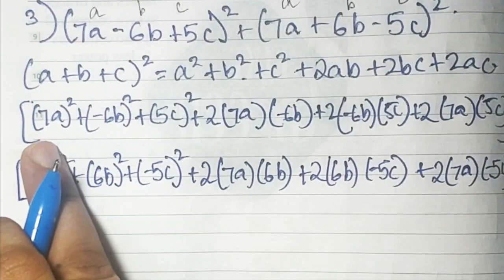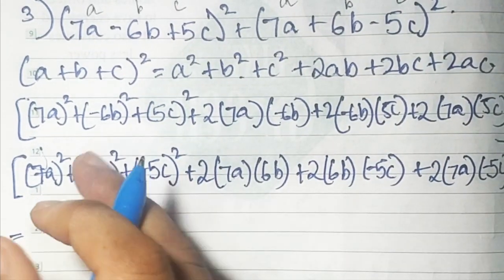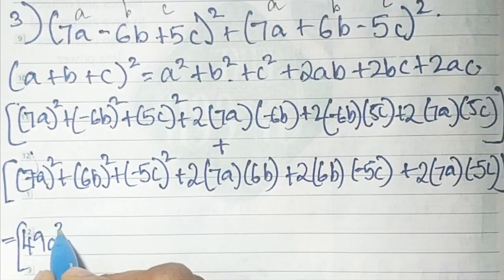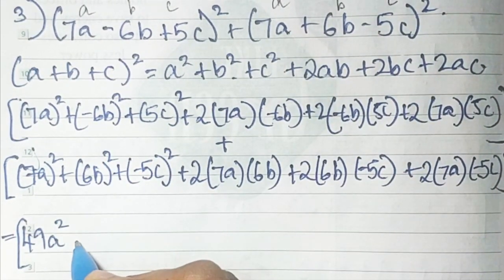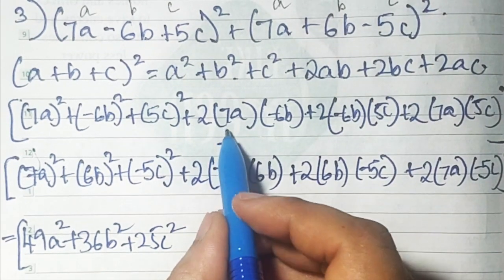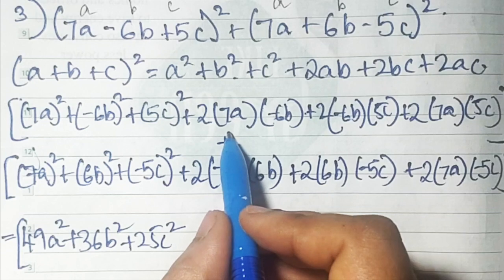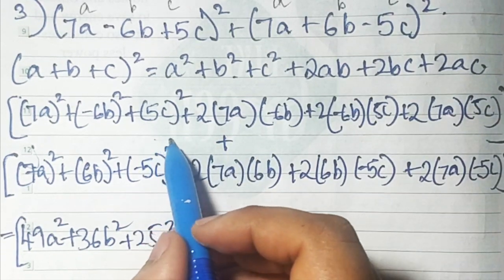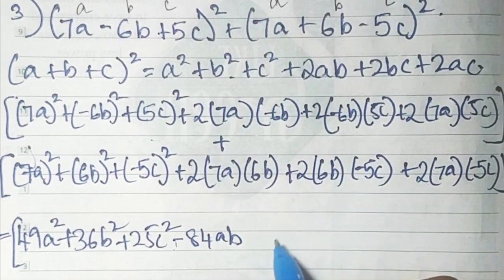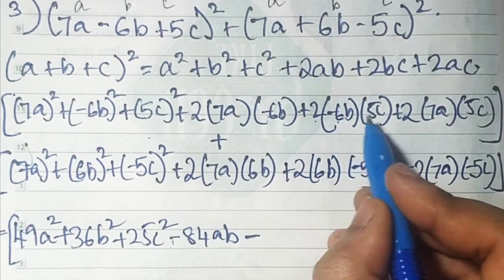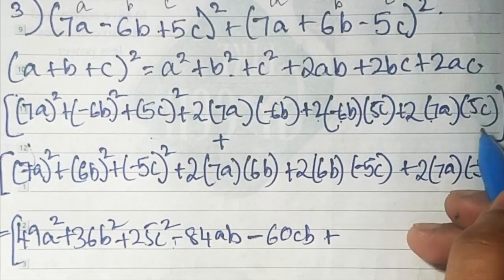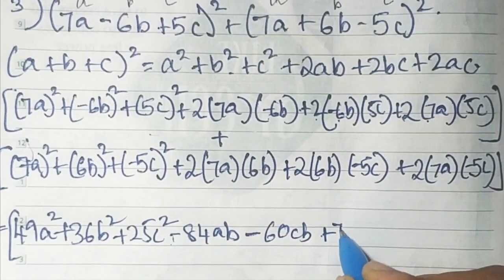Now, the square of 7 is, here the plus, plus I put it in the center, square of 7 is 49a square. Square of 6, 36, minus it becomes positive 36b square plus 25c square. Okay, 7 twos are 14 and 14 sixes are 84. So 84, minus 84ab. Now here this is minus, so I'll take minus here. 6 twos are 12, 12 fives are 60, cb, plus 7 twos are 14, 14 fives are 70, 70ac.